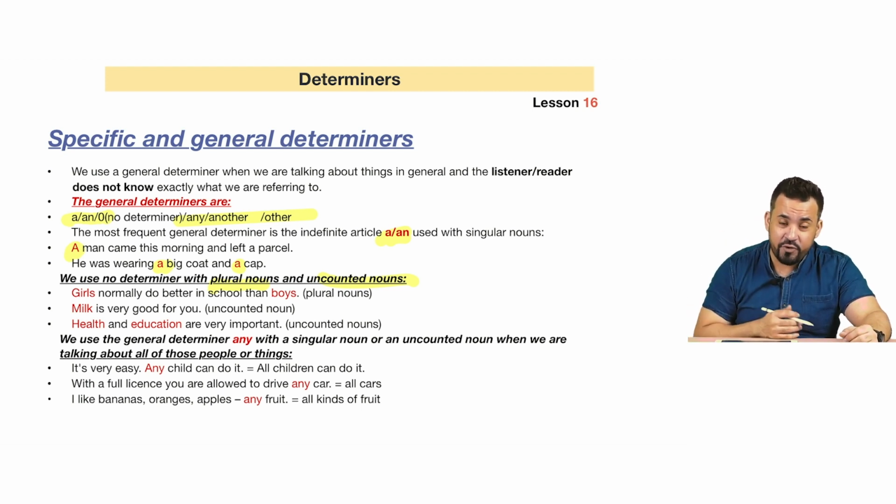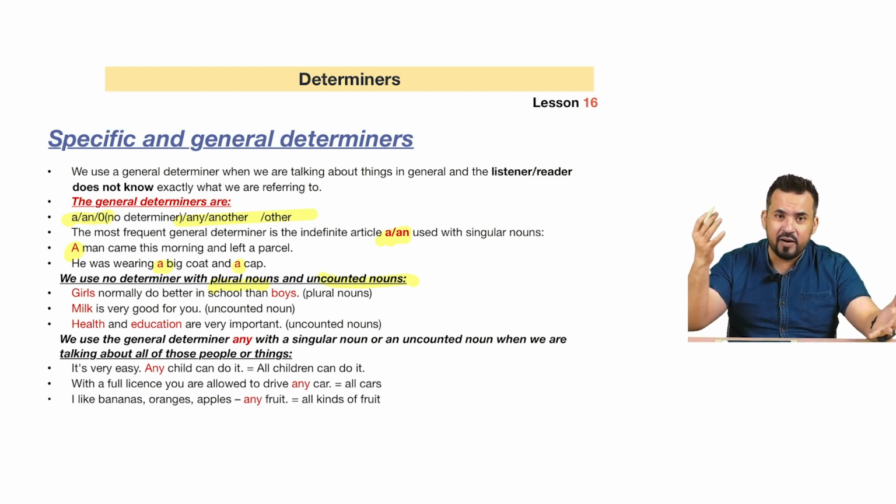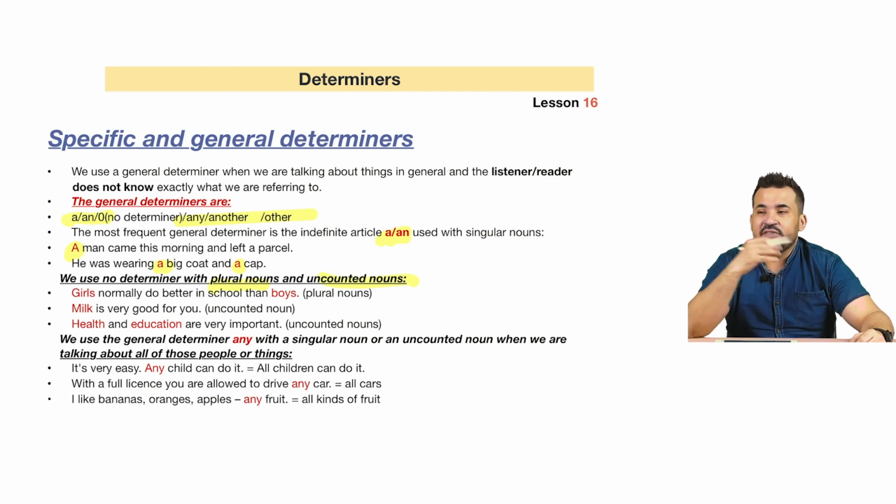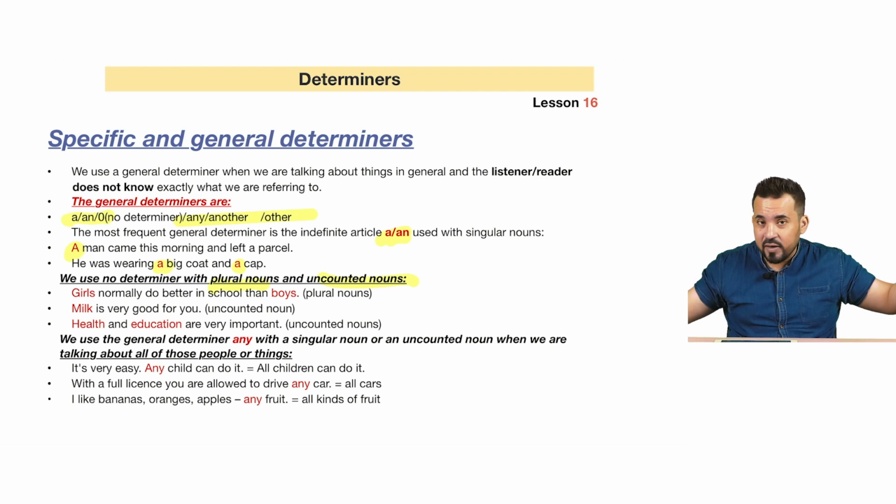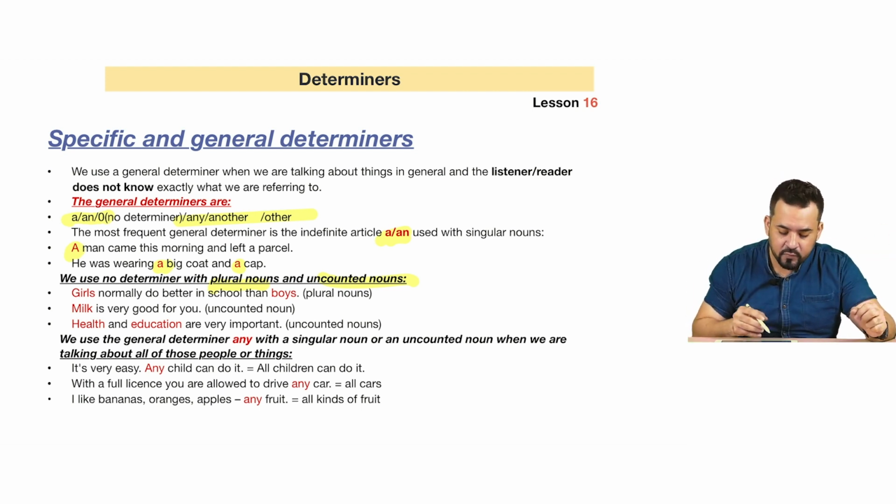Milk is very good for you. Which milk? Any milk. Milk is good for you. All right? Doesn't matter. Almond milk, high protein milk, low fat milk. Milk is good for you in general.